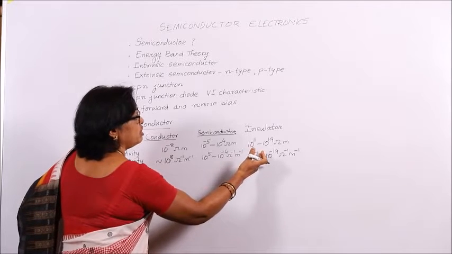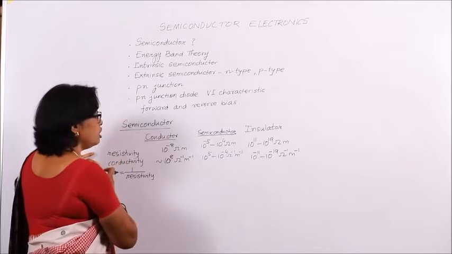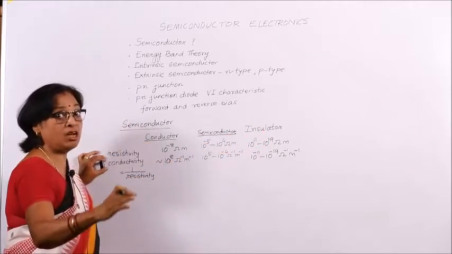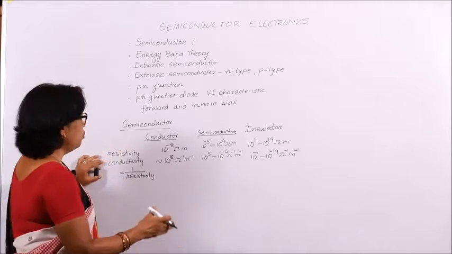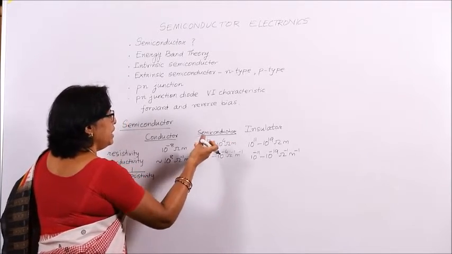For an insulator it is 10 to the power minus 11 to 10 to the power minus 19. This is a very low value. So the conductivity of an insulator is very low, it never conducts. It does not allow current to pass through. Whereas a semiconductor lies in between these two.